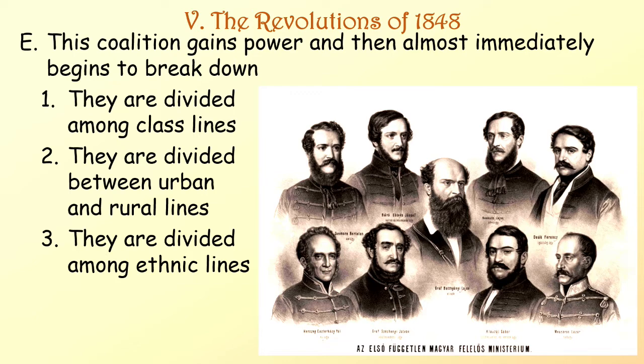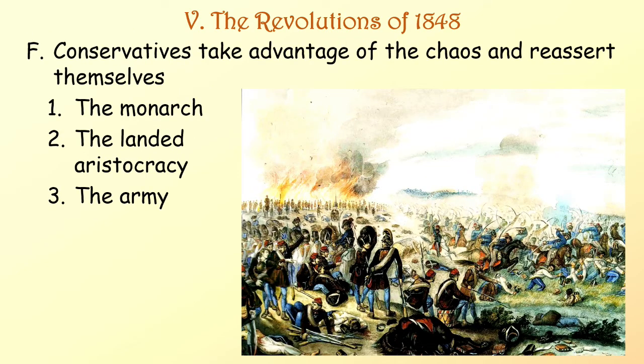These are patterns that happen over and over in 1848. The coalition is divided among class lines. They're divided between urban and rural lines, and they're divided along ethnic lines. Conservatives come back and take advantage of the chaos, and they reassert themselves and gain their power back.